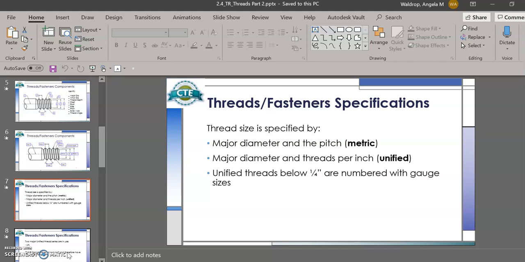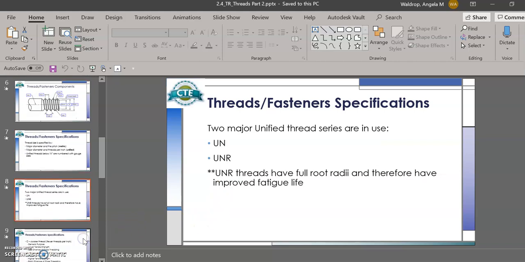Something special about unified threads with really small threads, it doesn't make much sense to specify their outside diameter, so they go to a numbering system for anything smaller than 1/4 of an inch. You might hear a number 10 or a number 8 screw. You will see these sizes in a chart coming up soon. Also, it should be noted for unified threads, there are UN and UNR classifications. The difference is that UNR has a full radius on the bottom, so the fatigue life is improved.